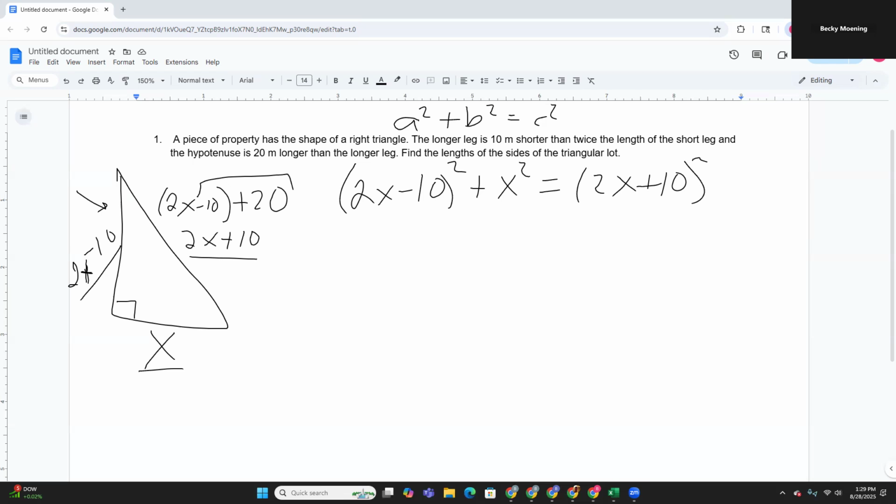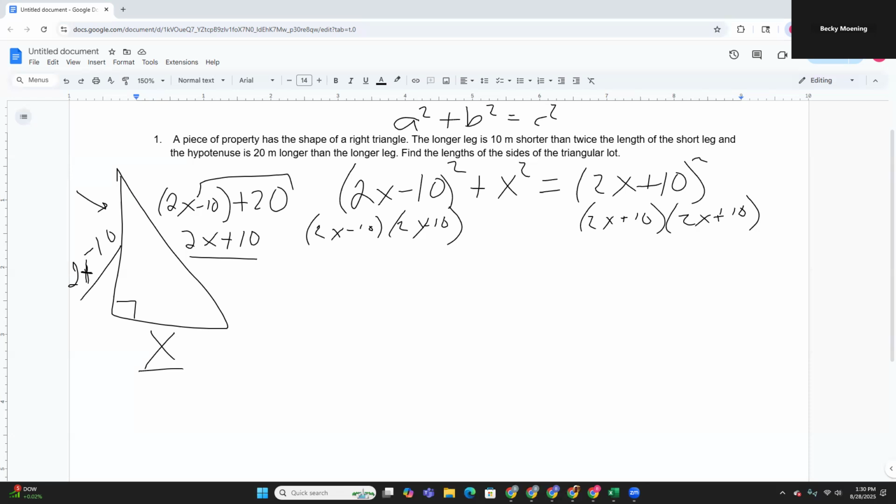Now remember, when you are going to simplify this, we first have to expand our binomials that are squared. So when I have (2x minus 10) squared, this is the same as 2x minus 10 times 2x minus 10. And (2x plus 10) squared is 2x plus 10 times 2x plus 10. So you have to make sure that you put both of them in there so that you can expand them correctly. So let's go ahead and do that.